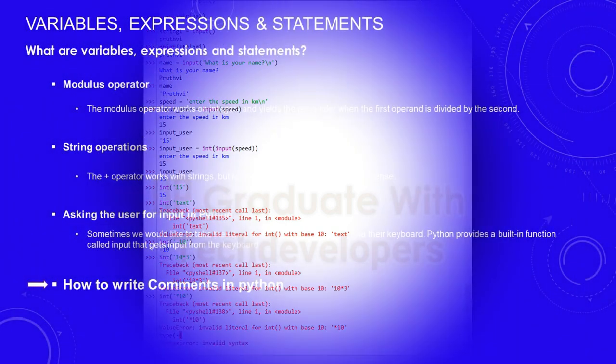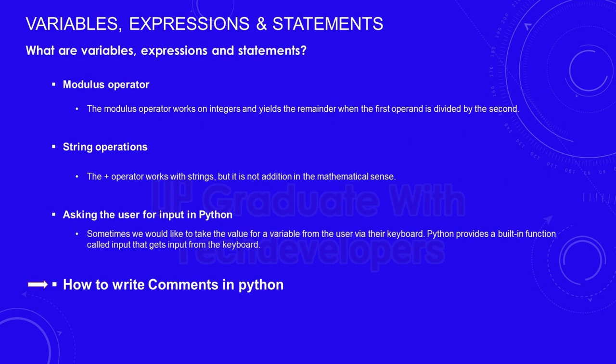Okay. Next we have in the variables, expressions and statements the comments. How to write comments in Python? This is very important. As programs get bigger and more complicated, they get more difficult to read. Formal languages are dense and it is often difficult to look at a piece of code and figure out what it is doing or why. So for this reason, it is a good idea to add notes to your programs to explain in natural language what the program is doing. So these notes are called comments, and in Python they start with the hash symbol.